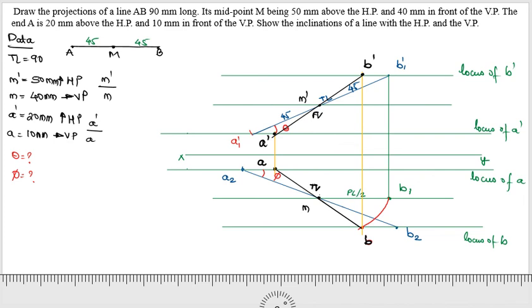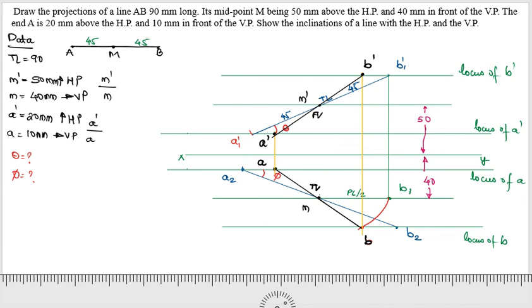In the front view, if I want to give dimensioning, M dash is at a distance of 50 millimeter. You note it down. This is my 50 millimeter, and point M from XY. From XY you always have to measure, and from XY it is 40 millimeter.